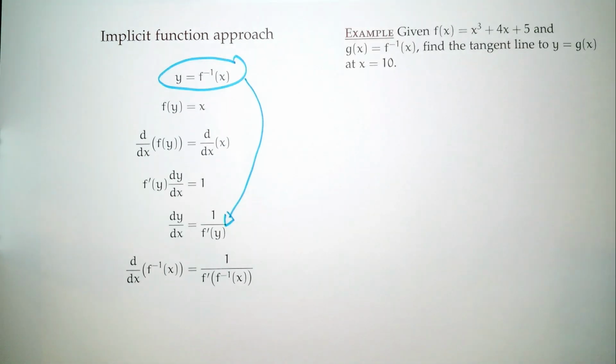So let's try an example. Suppose that we're given that f of x is x cubed plus 4x plus 5, and g of x is f inverse of x. And we're asked, find the tangent line to y equals g of x at x equals 10.